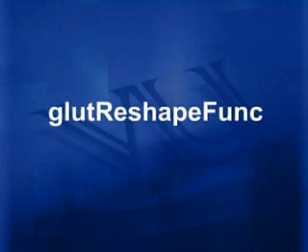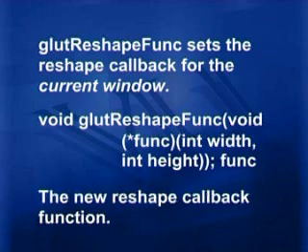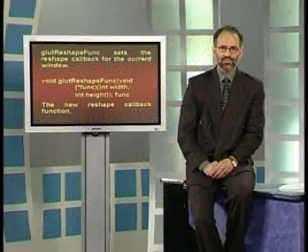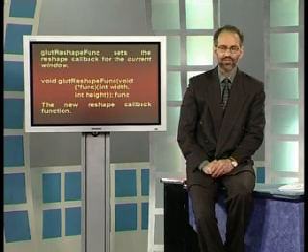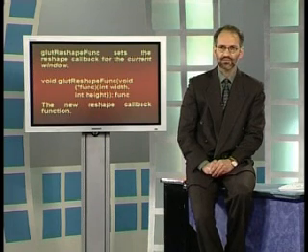The glut reshape function, or glutReshapeFunc to be precise, sets the reshape callback for the current window. Void glutReshapeFunc(void (*func)(int width, int height)). The new reshape callback function is now func. So this specific function is used to set a reshape callback function which would always be invoked whenever the current window is reshaped. Whenever you reshape the window using certain command, you resize it, this function would get called.